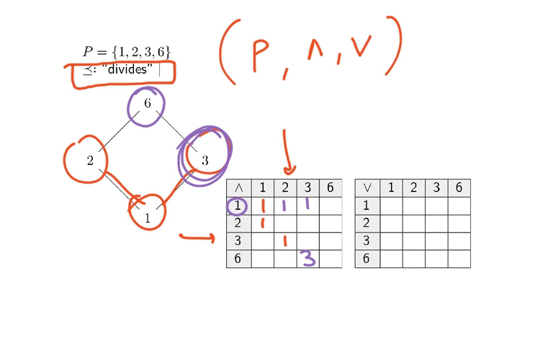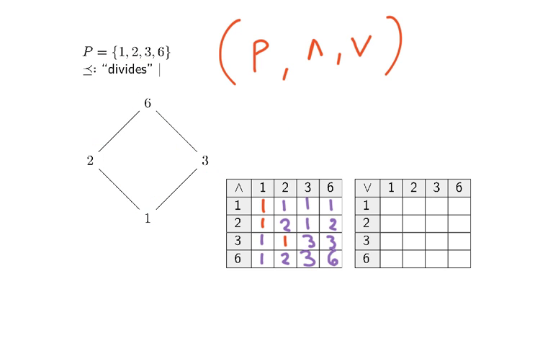Every time that a 1 appears here, it is going to be 1, right? Between 2 and 2 is 2. Between 2 and 3 is 1. Between 2 and 6 is 2. Between 1 and 3 is 1. Between 3 and 3 is 3. Between 3 and 6 is 3. And between 6 and 1 is 1, between 6 and 2 is 2, and between 6 and 6 is 6.